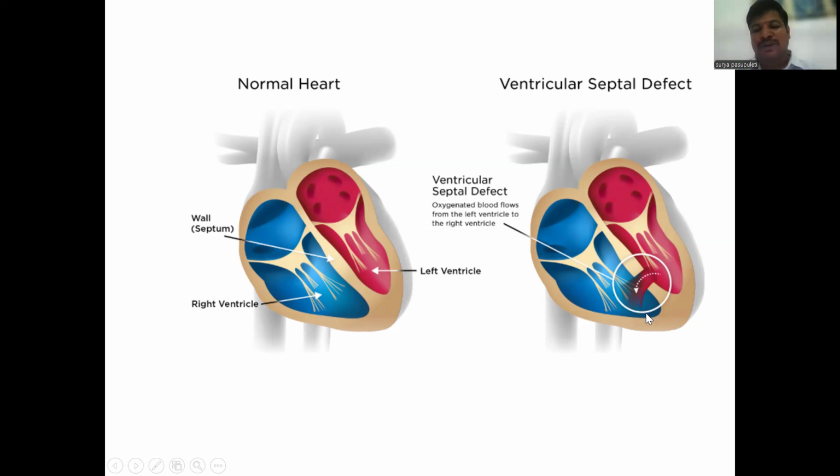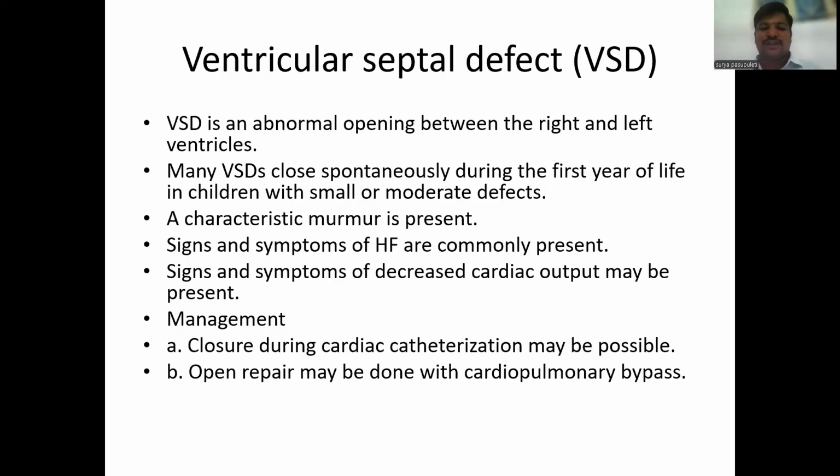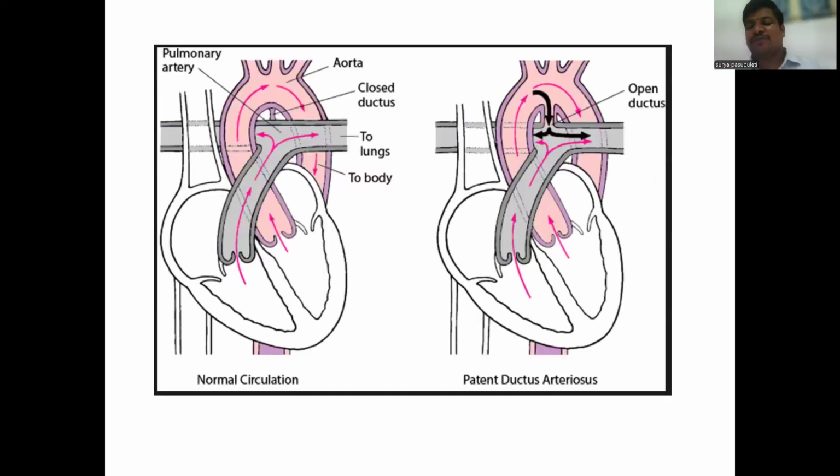That causes increased blood flow to the pulmonary trunk. So here the symptoms may be similar to the symptoms of heart failure. The child with ventricular septal defect manifests with a characteristic murmur, and the management is to close the defect through cardiac catheterization, or open repair can be done through cardiopulmonary bypass. And next, we'll see patent ductus arteriosus.